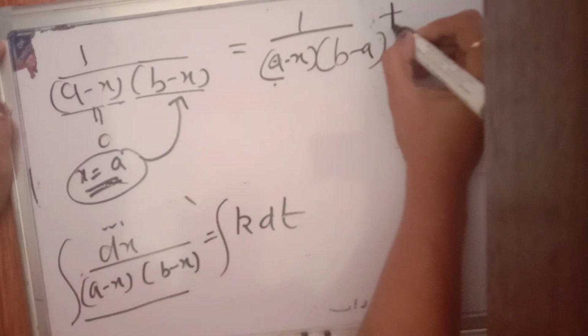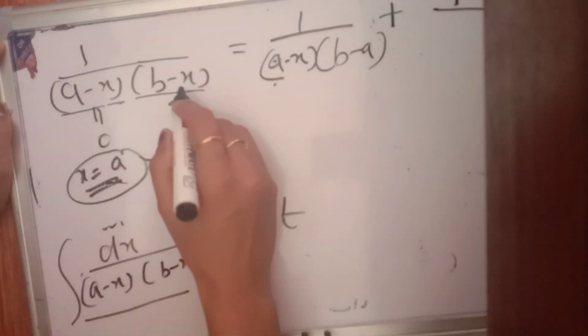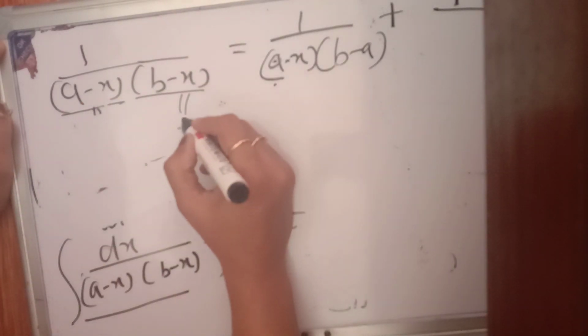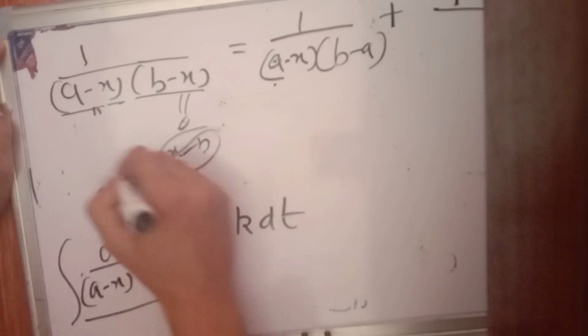Plus, similarly, we'll put the second term equal to 0. x will come out to be b, and we'll put this value in the other term.